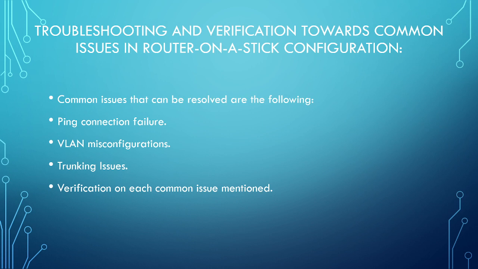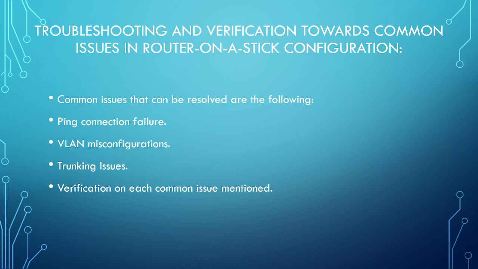The next issue would be our VLAN misconfigurations. We can double-check VLAN IDs and assignments on both the router and the switch. We can ensure devices are connected to the correct switch ports and VLANs. We can verify VLAN tagging on the switch and router interfaces, and utilize VLAN management tools to monitor VLAN status and configurations.